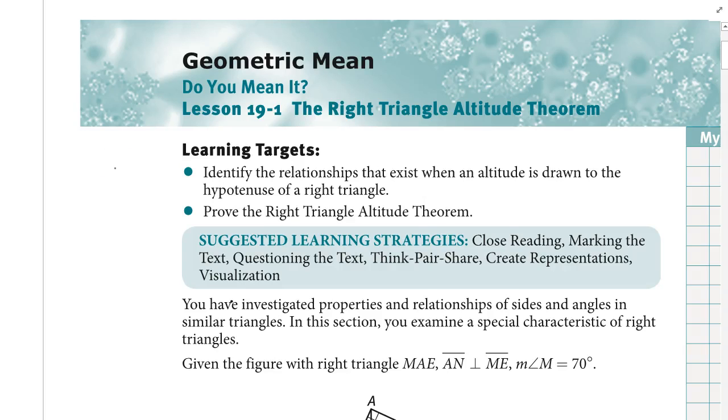We're starting activity 19 about a concept called geometric mean. Lesson 19-1 is about the right triangle altitude theorem. So you can see that we're going to be working with right triangles, and in them we'll draw an altitude to see what kind of relationships there are.